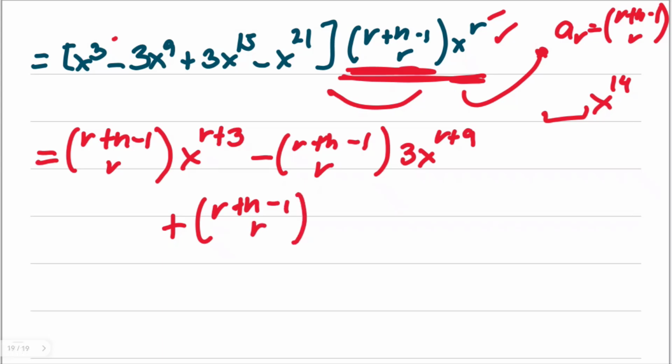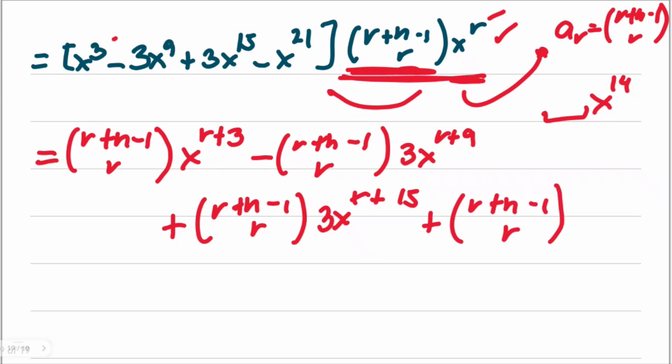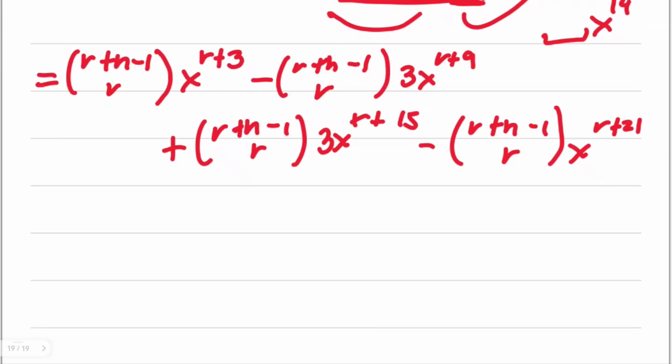You will have here 3 X to the power of R plus 15, and you have here R plus N minus 1 combination R for our given here, let's say negative, sorry, this is negative, so this is minus X to the power of R plus 21. So for this to be true, what should be done is that, again, our target is X to the power of 14. For that to be true, this should also be equivalent to X to the power of 14, as well as this, as well as that, and here.